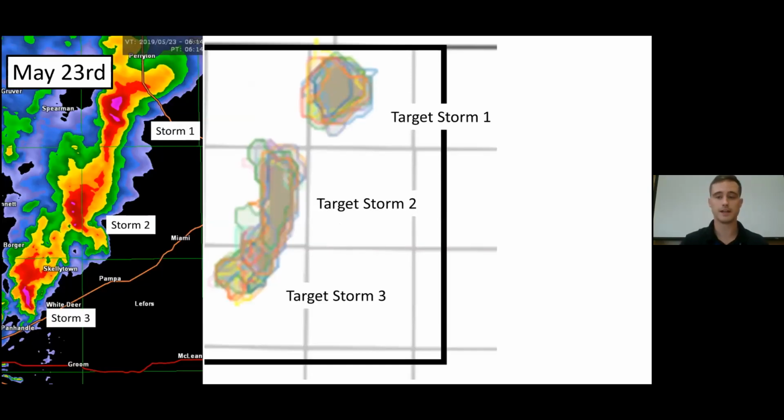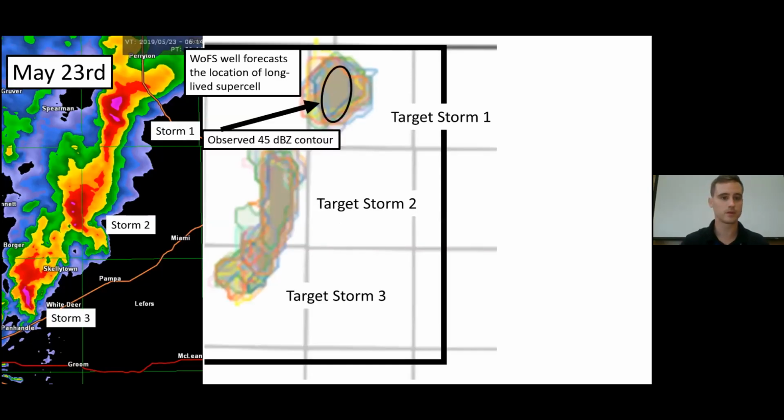Now the third case study, May 23rd. First, I want to point out that for the first target storm, you can see that these supercells were a bit in a line, and so we targeted the first one, observed it, and then moved off to the second one, moved off to the third one for this case study.